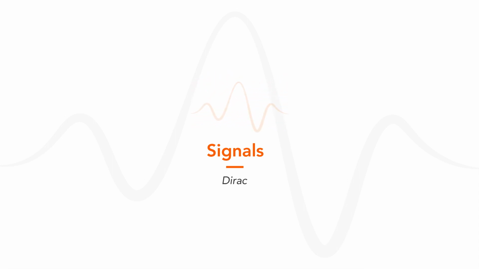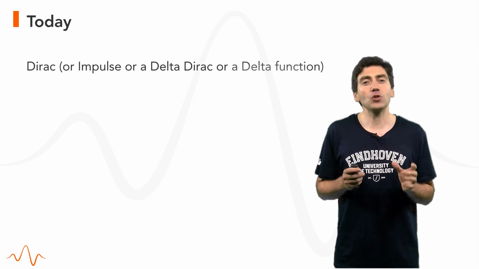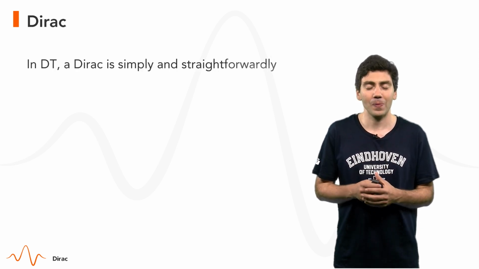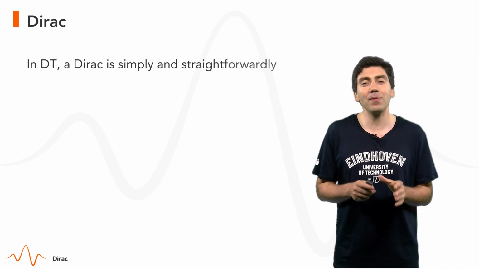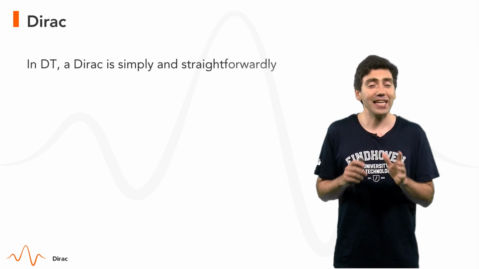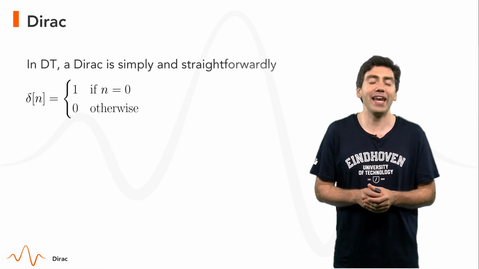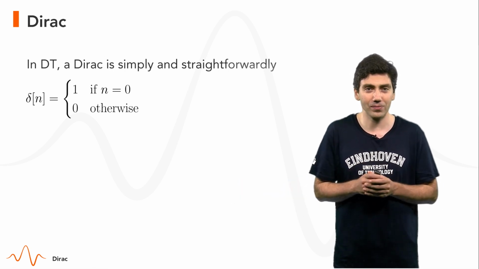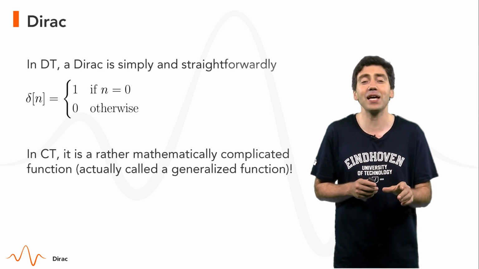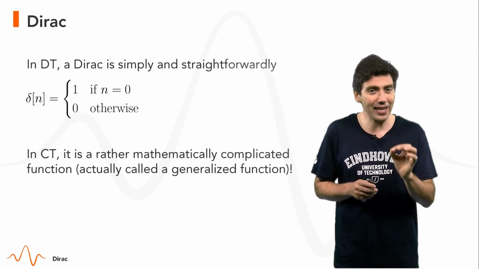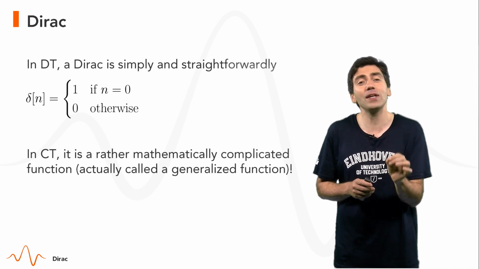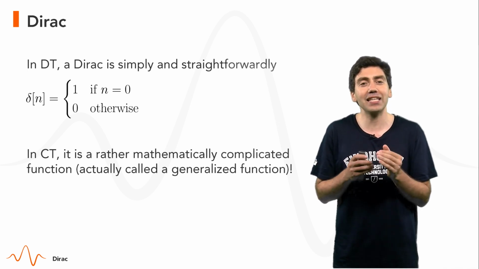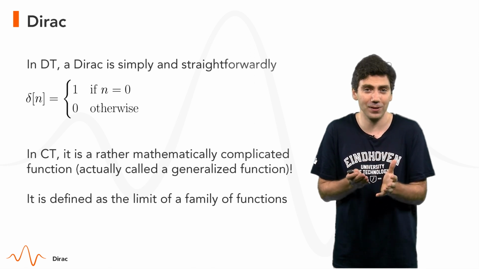The Dirac is also called an impulse or a delta Dirac, or just simply the delta function. In discrete time, it is very easy to define it. It's simply equal to 1 when n equals 0 and 0 for other values of n. However, in continuous time it is a very delicate function to define. It's actually not a function, it is a generalized function. It is obtained as the limit of a family of functions.